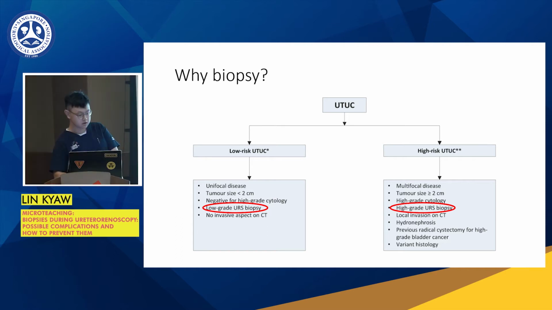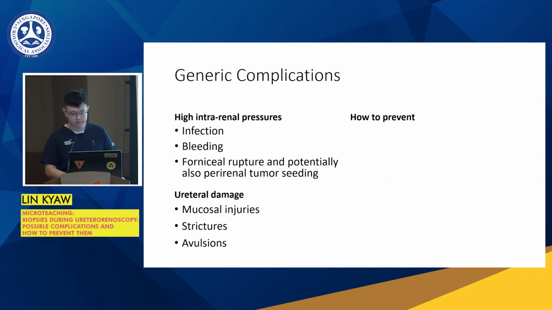Sorry. Okay, great. So essentially these are the criteria for differentiating between a low risk and a high risk UTUC. If you look at the list, a biopsy is only helpful in determining one of the many criteria over there. Most of them we can actually get from imaging, cytology, as well as other clinical factors prior to the biopsy itself. So I would like to split the complications with regards to flexible URS and biopsies into generic as well as specific complications with regards to this topic.